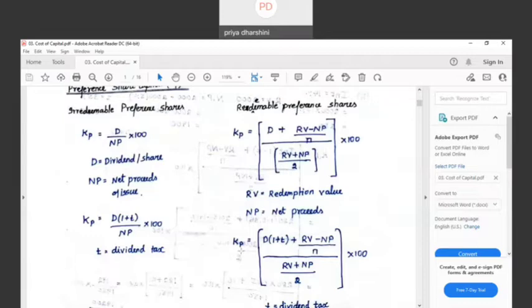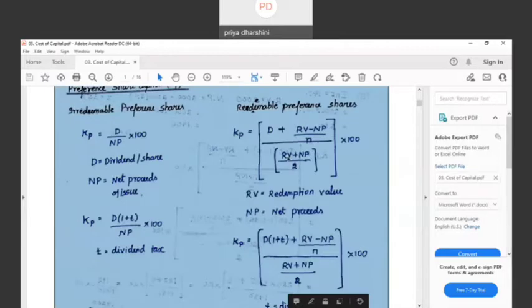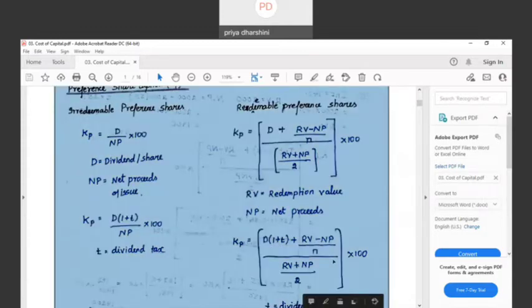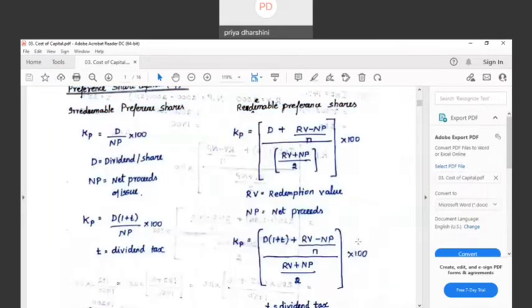So how do you find cost of preference shares? Please understand, dividend distribution tax is different from corporate income tax. Okay. So only if a question specifically mentions dividend distribution tax, you will multiply it with 1 plus T. Otherwise, you will just take the first formula. D into (1 plus T) you will apply only if the question is specific about dividend distribution tax. Cost of preference shares when there is dividend distribution tax will be [D into (1 plus T) plus (RV minus NP) by N] divided by (RV plus NP) by 2, into 100. RV is the redemption value, NP is the net proceeds.